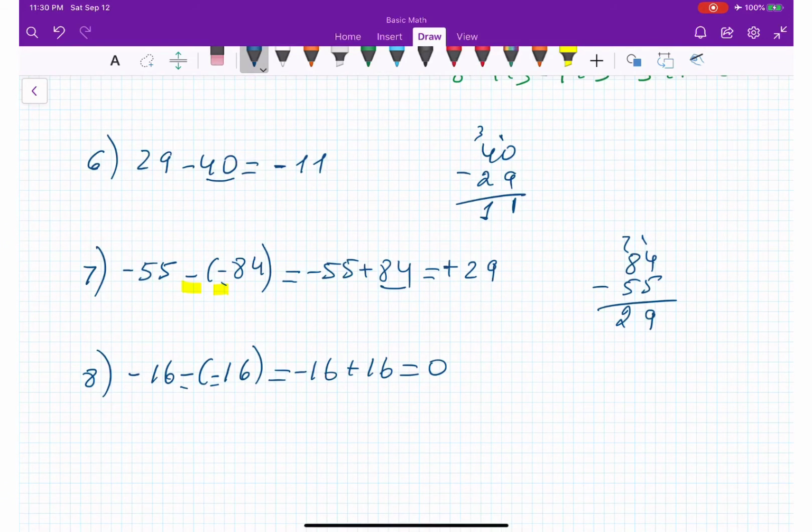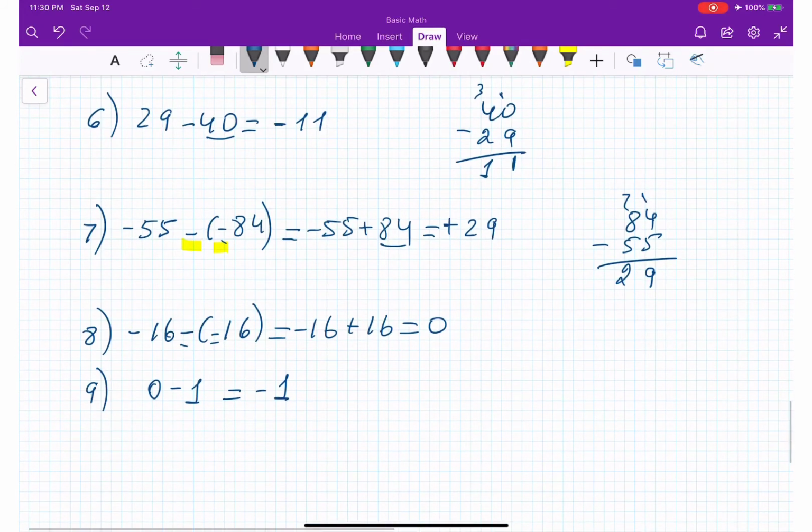Number 9, 0 minus 1. Very easy, negative 1. You can read 0 minus 1, you can read 0 negative 1. No difference at all.